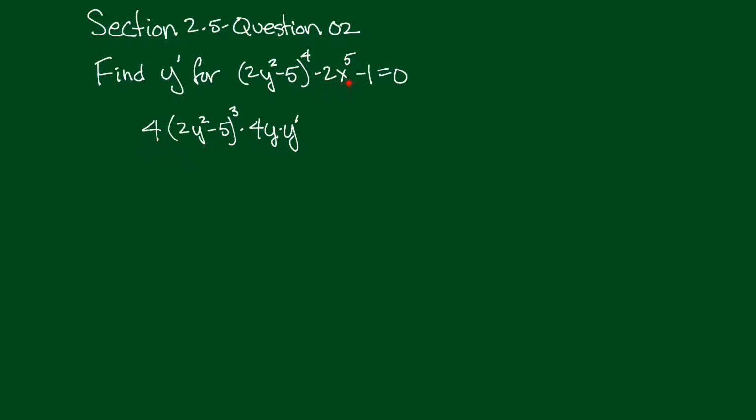All right, derivative of the outside is right here times the derivative of the inside. Move on over here. So the derivative here is just going to be minus 10x to the fourth, and then the derivative of the negative 1 is 0, derivative of 0 is 0. So this is all equal to 0. Now we're trying to solve for y prime. We've got it right here.